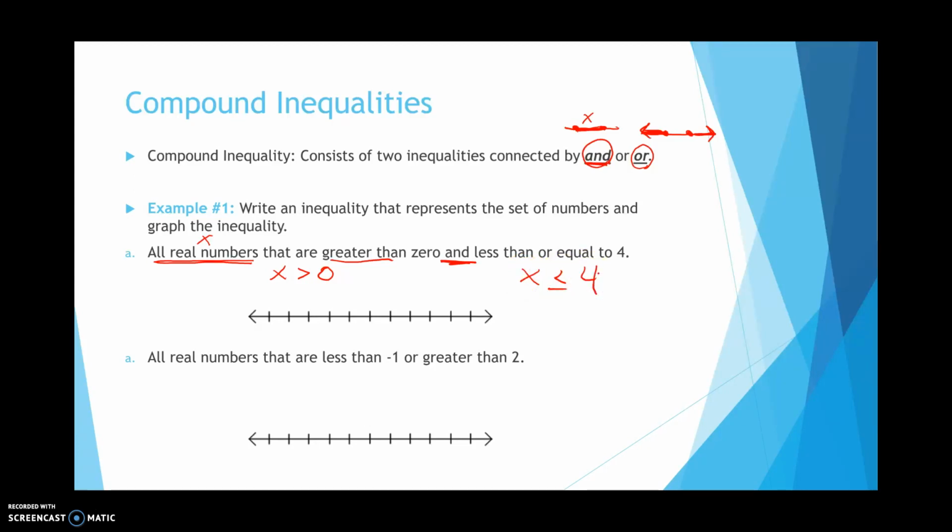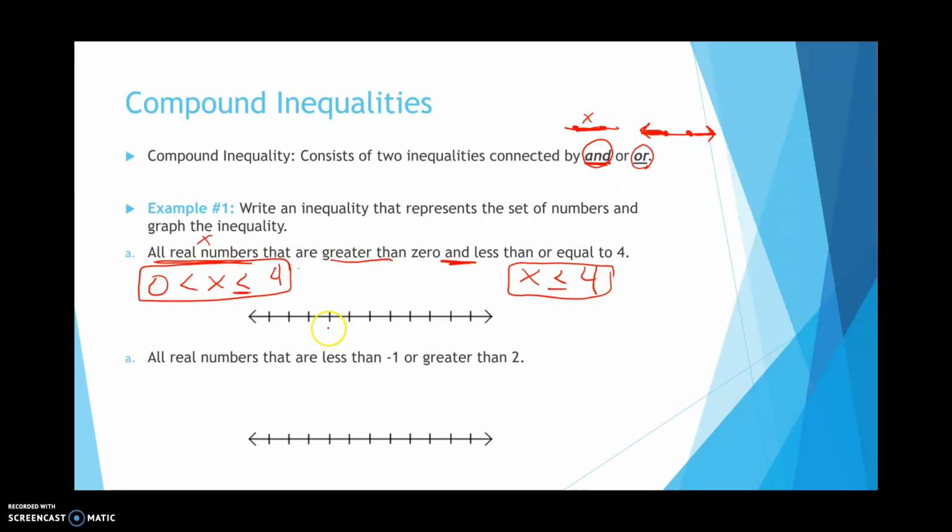So how would we write that, thinking of combining that together? x is greater than 0, so 0 is the lowest number here. So we're going to write it as 0 is less than x. That's another way of saying x is greater than 0. But then we also have to bring in x is less than or equal to 4. So x is less than or equal to 4. This inequality represents the statement, so now we have to graph that.